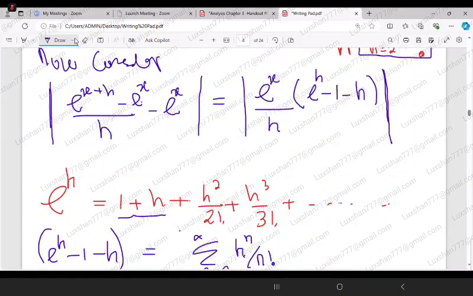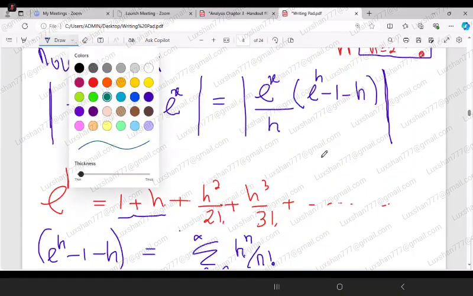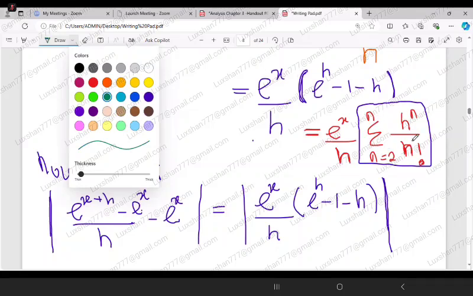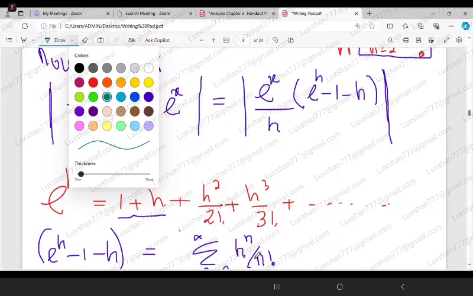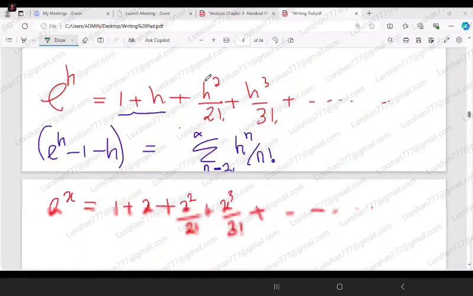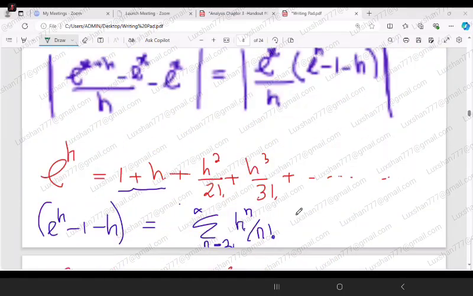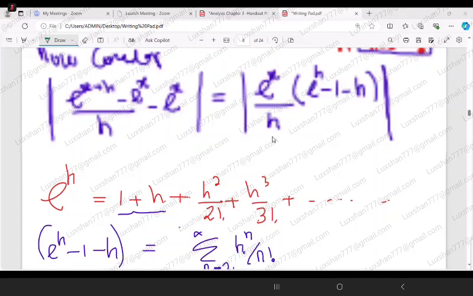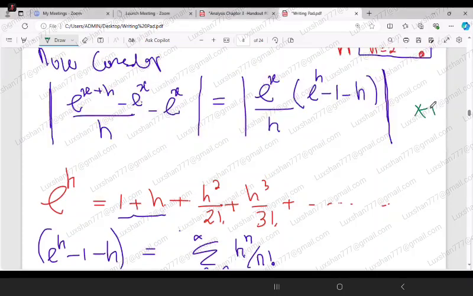Do you understand this, students? Whether you understood how this came? Tell me, we are running out of time. So today we want to finish this handout. Tell me quickly whether you understand or not. Right. So now I'm going to continue this one.